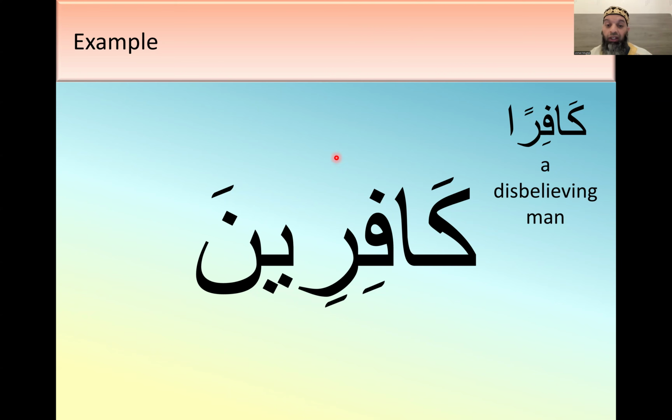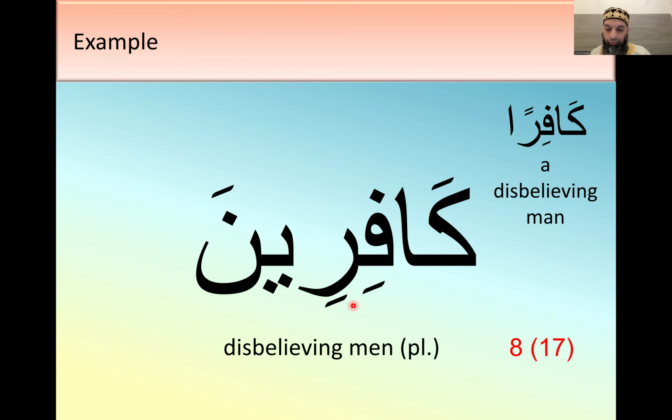Una or ina. Kafiruna also means disbelieving men. But here, I've used the other one. Kafirina means disbelieving men. Plural. I think what this 8 is meaning is, I forgot what this 8 means. I think this 8 means the word kafirina comes 8 times, as it is exactly, but the plural of kafir comes 17 times. I'll do a quick check and inshallah let you know.